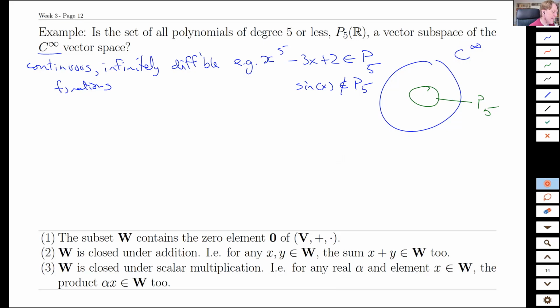Alrighty, is that a vector subspace? Well, yes. Again, just from intuition, the first thing: is the 0 element of our big set in the polynomial set here? Yes. The 0 vector here for C infinity is the 0 valued function.